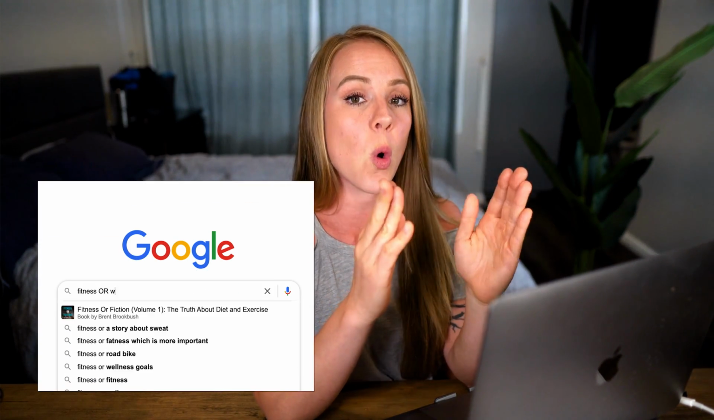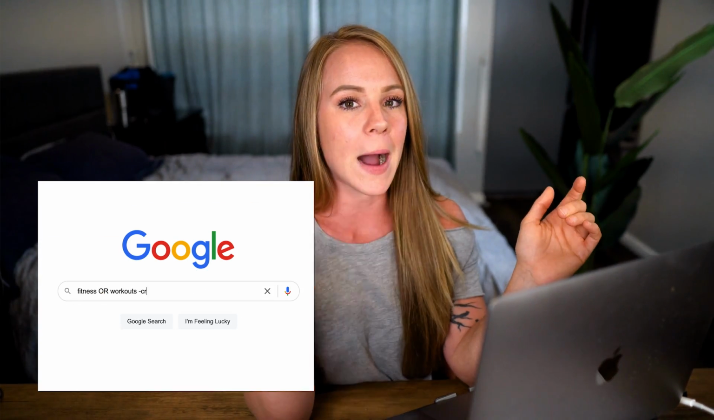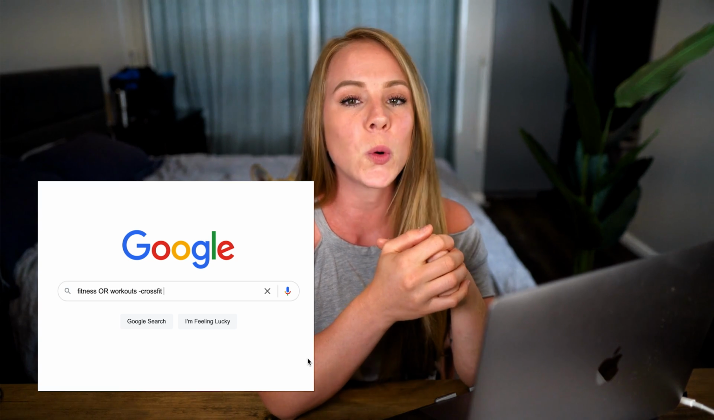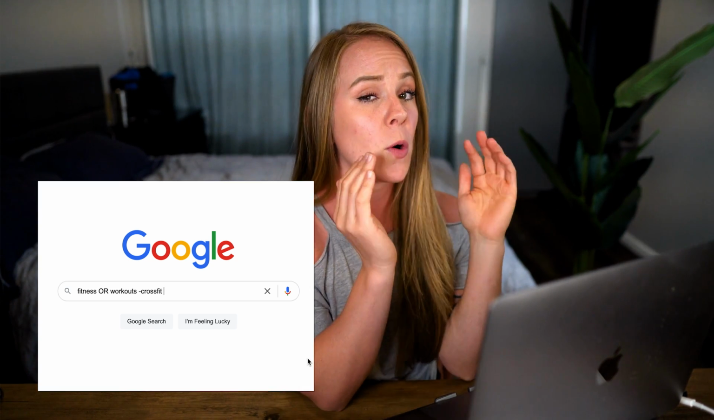And from here, I want to point out that you can start to mix and match these different Boolean operators together. So what you could do is type in fitness OR workouts minus CrossFit. So now Google is pulling up search results for both fitness and workouts, and it's still remembering to exclude articles that include CrossFit.